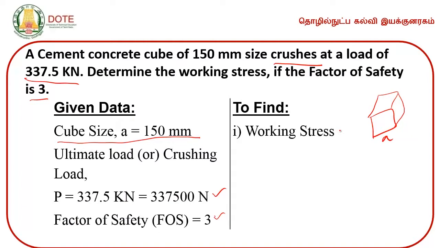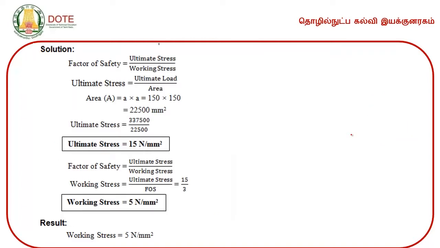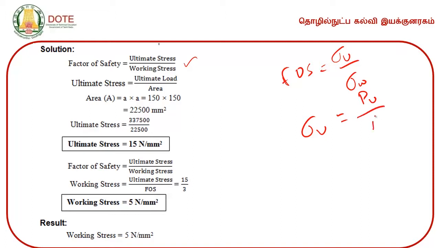We have to find the working stress. So we know the value of factor of safety. Factor of safety is nothing but the ratio of ultimate stress to working stress. Okay. What is the value of ultimate stress? Ultimate stress is given by ultimate load or crushing load divided by area resisting the crushing load.